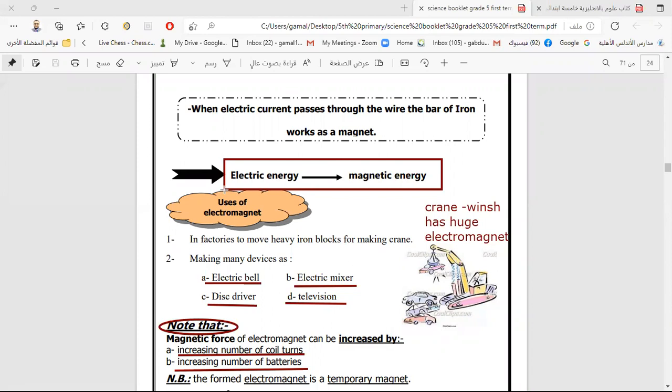Because when the electric current passes through a wire, the bar of iron works as a magnet. The idea of the electromagnet is, when the electric current passes through a wire, the iron nail or the rod of iron, the bar of iron, becomes a magnet.